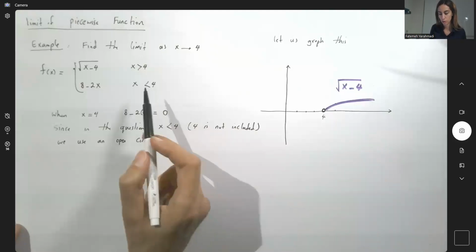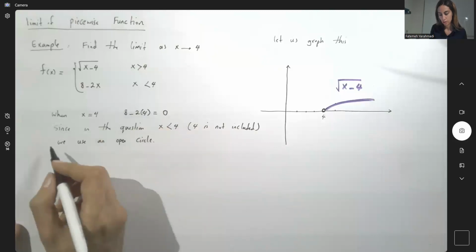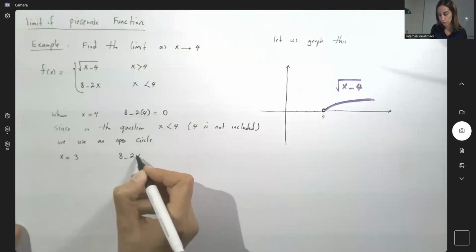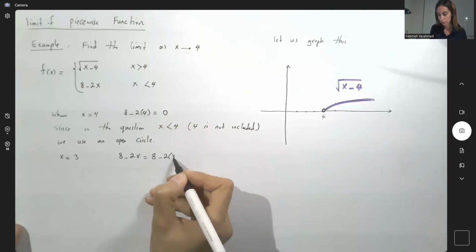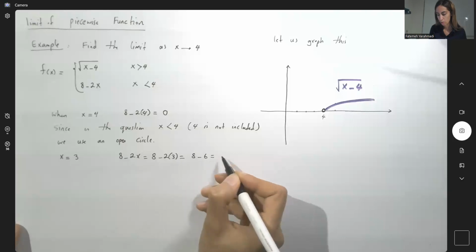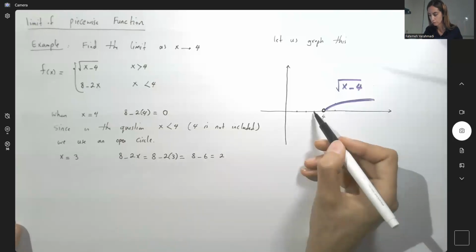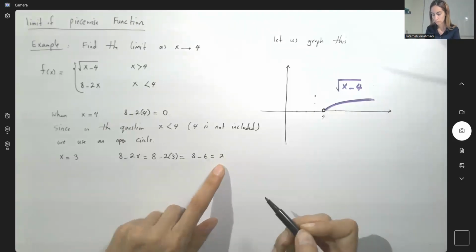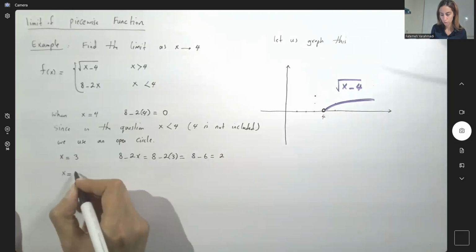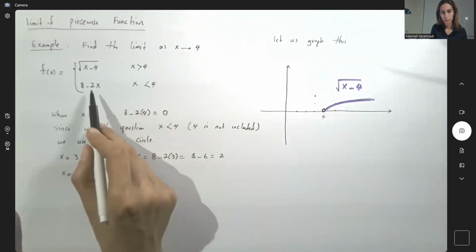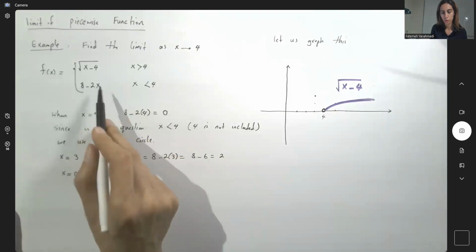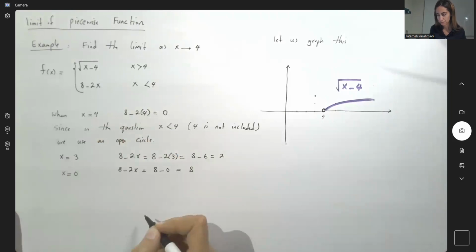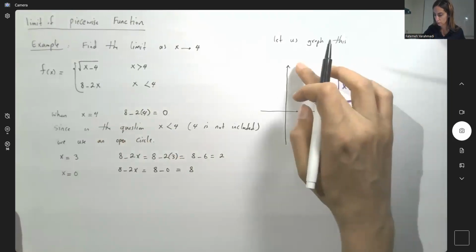Now let us continue. X is less than 4. Suppose x is 3. When x is 3, you have 8 minus 2x, which becomes 8 minus 2 times 3, or 8 minus 6, or 2. So when x is 3, my y value is 2. What if x is equal to, for example, 0? Any value less than 4 is going to be connected to this formula. 8 minus 2x is 8 minus 0, or 8. So we have 0 and 8.